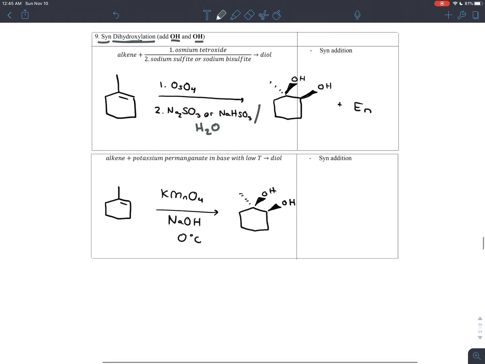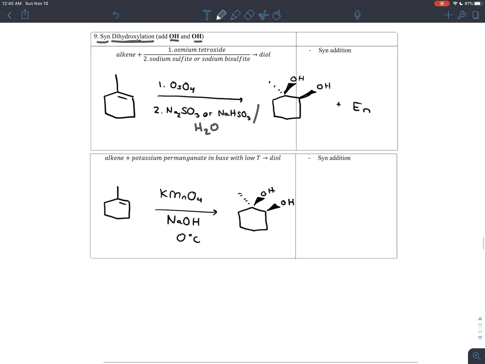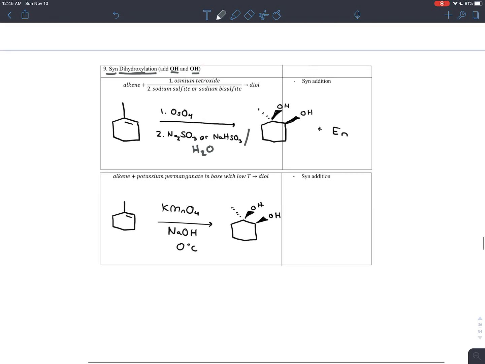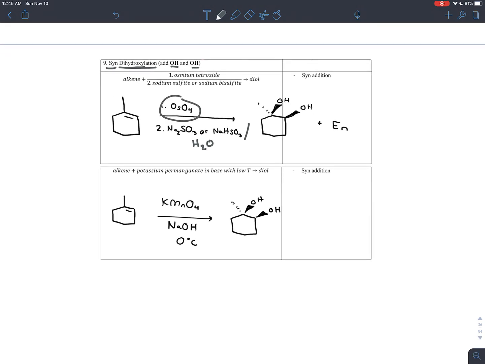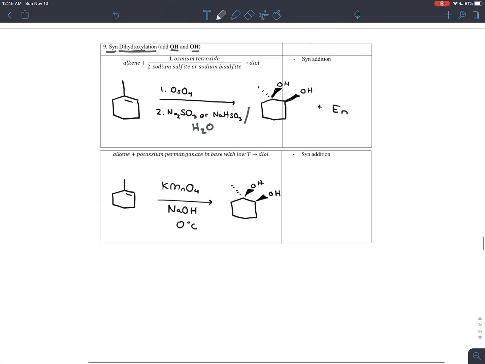Now, there are two recipes because they both have advantages and disadvantages. One is using a molecule called osmium tetroxide. That's going to stick the two oxygens onto the molecule, and then you kick the osmium off, you replace it with hydrogens in this second step. The second one involves a molecule called potassium permanganate, and crucially, you have to keep that cold and basic, so sodium hydroxide, in order to prevent side reactions from happening.